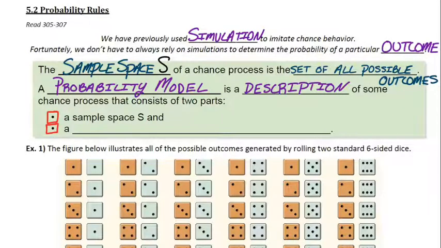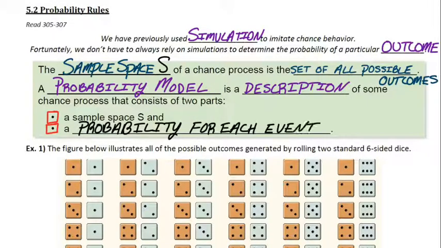And the second piece it has to have for a probability model is a probability for each event. So it has a sample space and it has a probability for each event within the sample space. So we've got a probability model that has two criteria, and then we have a sample space. So two new definitions or vocab terms to add.